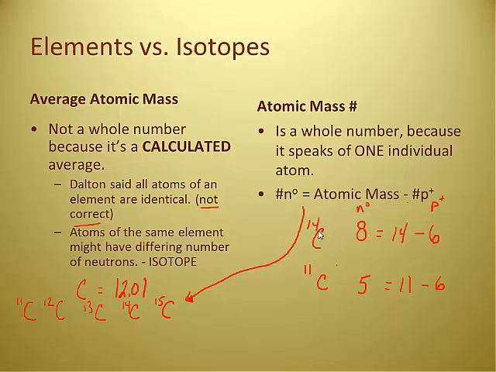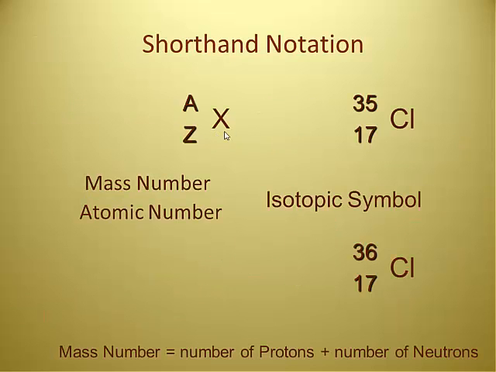And what's interesting here is that carbon 14 is radioactive, whereas carbon 11 is not so radioactive. So when Dalton said that all atoms of the same element are identical, he was wrong. One type of carbon is radioactive, whereas another type is a little bit more stable. X would represent the symbol, A would represent the mass number, and Z would represent the atomic number. So it was just like we were doing on the other page.